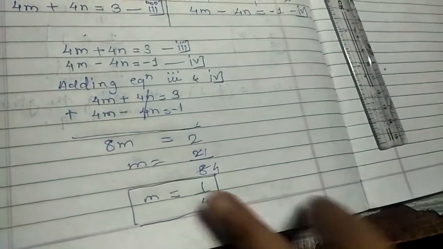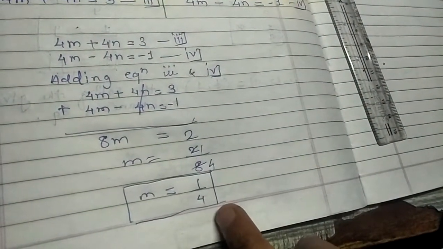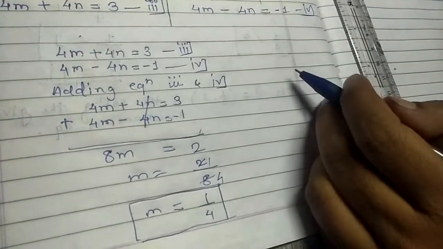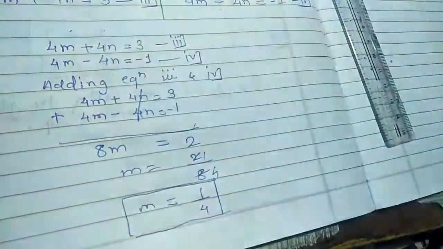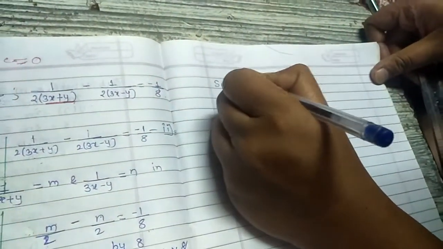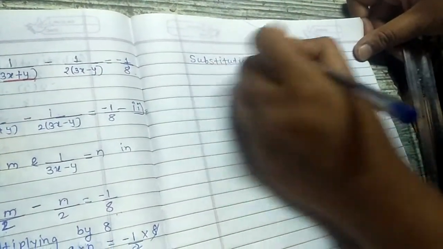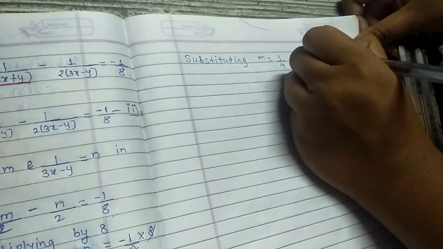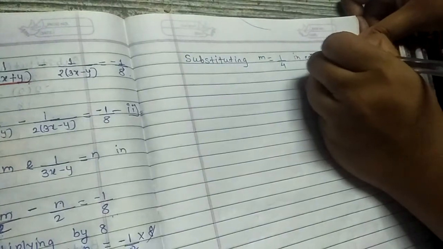So now we are going to find the value of n. This 1 upon 4 we have to substitute in any one equation. So suppose I am going to substitute in equation number third. So the next step is substituting m is equal to 1 upon 4 in equation third.